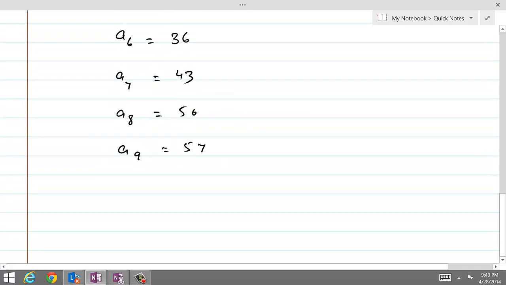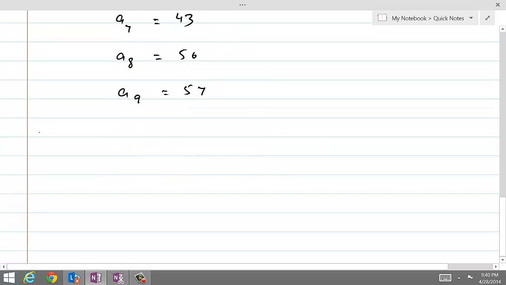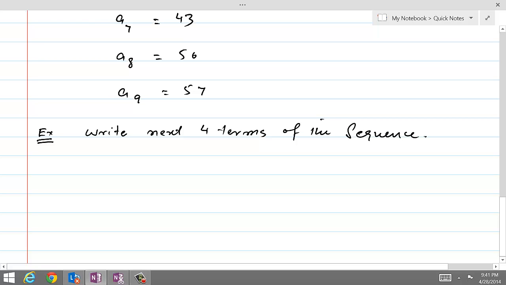Let's do another question. In example 2, again, we will be writing the next four terms of the sequence. Now in the previous sequence, there was a difference of 7 between successive terms of the sequence. But this time, that is not the case. Every time you look at the sequence, observe it and see what the pattern is.